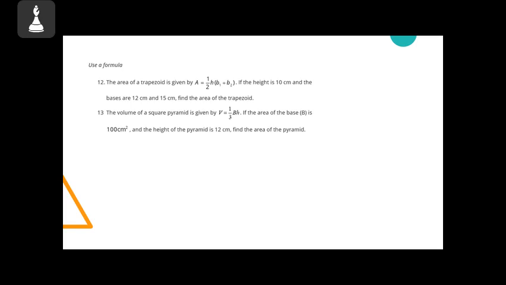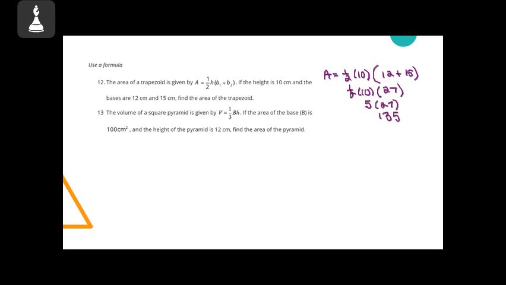Well, sure. All I have to do is plug in those pieces. Area is 1/2, the height is 10, and then the two bases are 12 and 15. So I'm going to work with the innermost parentheses here on the right. 12 plus 15 is going to give me 27. And now I have three pieces of multiplication that I'm going to do in order here. So 1/2 times 10 is 5. And I'm going to take that result times 27. 5 times 27 is 135.